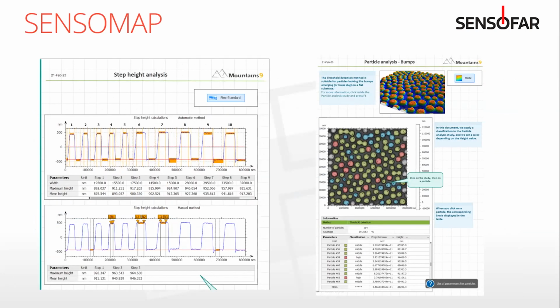We can also do a step height analysis, but unlike a plugin in Senso Pro or Senso View, you could do 10 step heights in one scan and then make that a recipe and do that over and over repeatedly. And that's completely customizable by you. Finally, I just included the particle analysis bumps section as well, just to show that that's a possibility in Senso Pro, but it's also a possibility in Senso Map. And then you can move around and show it in a different way.